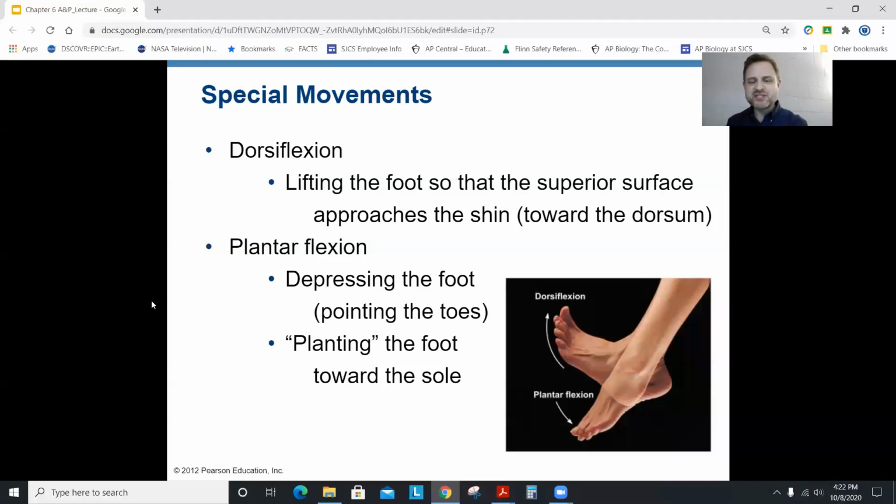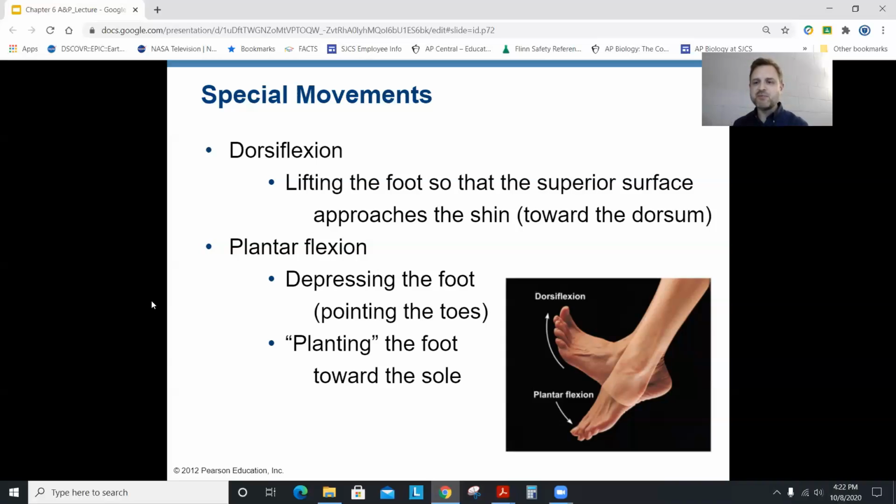So dorsiflexion versus plantar flexion. These both involve your feet. Dorsiflexion: if you curl your toes upward, flex your foot so it's going toward the ceiling, lifting your foot. That's called a dorsiflexion. All right, pulling your toes toward your shin.